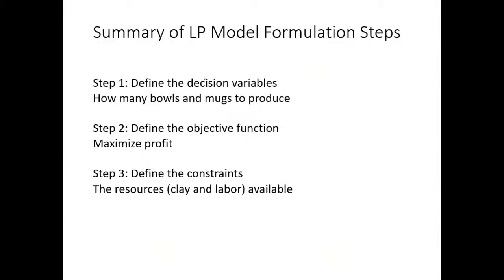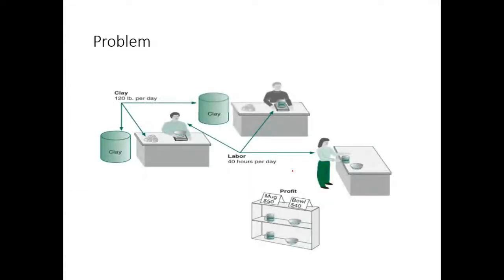First of all, we define the steps, which are all given in the book. You have to try to read it from the book, otherwise follow the video lecture and the slides. But if you read from the book, it will become much clearer. Step number one is how many bowls and mugs to produce. That is the definition of the decision variables. The objective function is maximizing the profit. Constraints are the resources available. Now we just need to know the parameters.